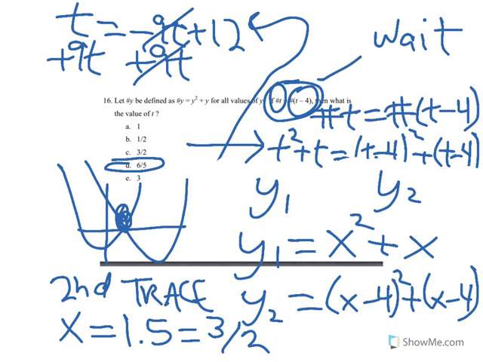and I got 6 over 5. This is an interesting moment. Let's see if I can figure out what went wrong. In the graphing calculator, I'm double checking. Yes, I typed x squared plus x, and yes, for y2, I did x minus 4 in parentheses squared plus x minus 4.